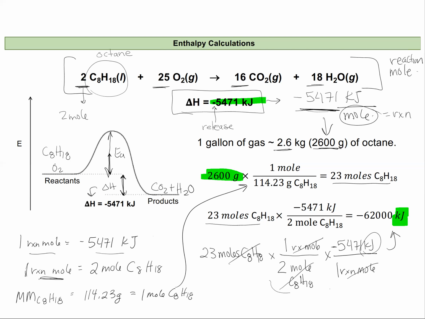I can combine these into 1 conversion factor, which is to say that if I have 5,471 kilojoules per mole of my reaction, I really have 5,471 kilojoules for every 2 moles of my octane that react. And that's how I can calculate the energy in joules from the mass or the number of moles of one of my reactants or products in a reaction, as long as I know that enthalpy.